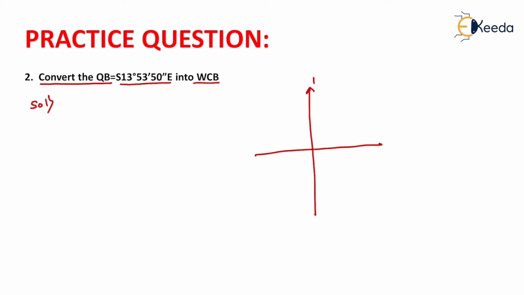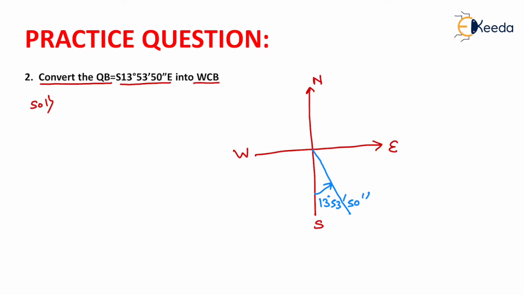Now we know that our basic quadrant system is like this: that is the north pole, that is the south pole, that is east, and that is west. Now according to the question, our survey line will lie in the southeast quadrant, so our survey line lies here, and this bearing is already given in the question, that is 13 degree 53 minutes and 50 seconds.